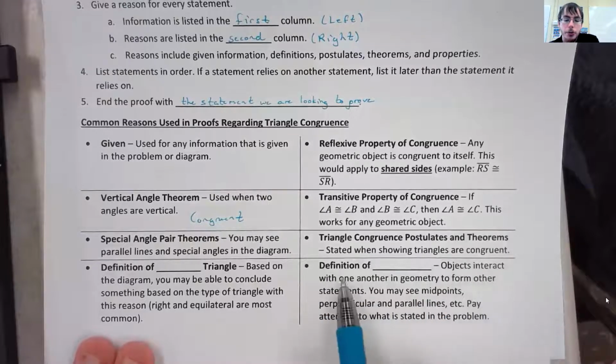Then finally, you might see definition of and then a generic statement here. Objects interact with one another in geometry to form other statements. You may see midpoints, perpendicular and parallel lines, etc. Pay attention to what is stated in the problem, okay? So you need to make sure you pay attention to that.